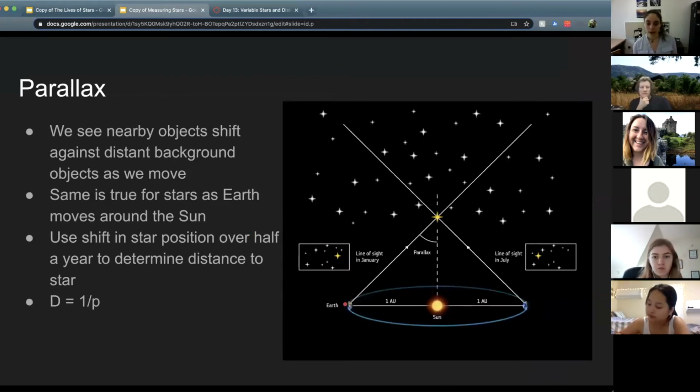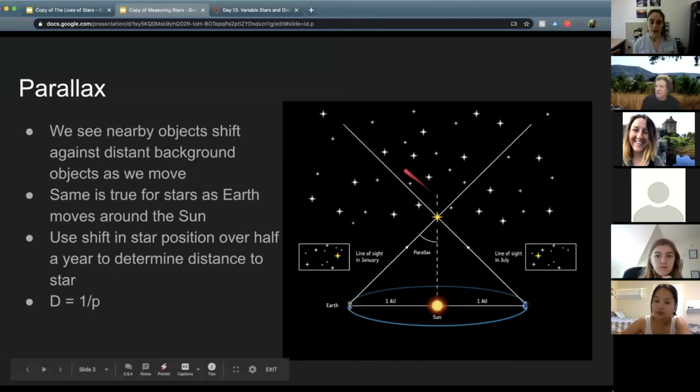So as the Earth rotates around the sun, you can think of the different positions on the Earth as kind of your two eyes. So the Earth may be in June and the Earth in December. And as it looks at a nearby star, that star will shift position depending on the time of year you're looking at it.